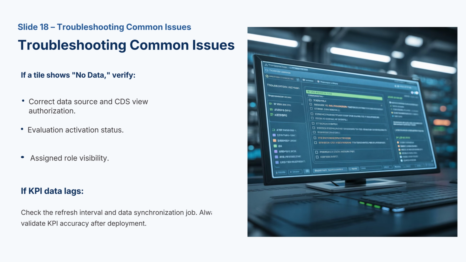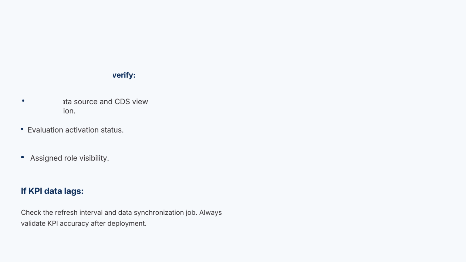Troubleshooting common issues. If tiles display no data, check the data source authorization and active evaluation. Missing tiles usually mean the user role is not mapped correctly. Slow performance often results from wide-range queries. Always refresh data and revalidate thresholds after changes or upgrades.